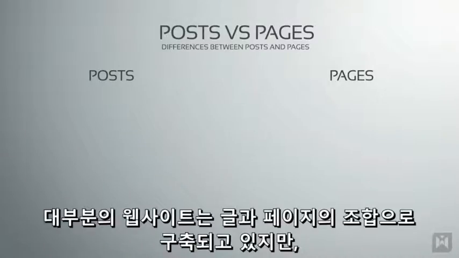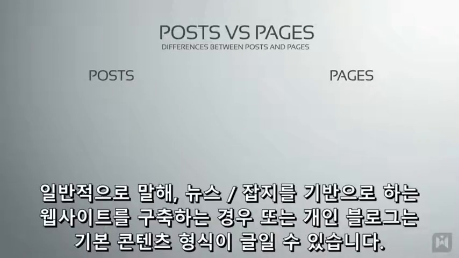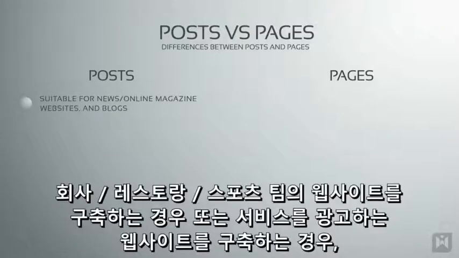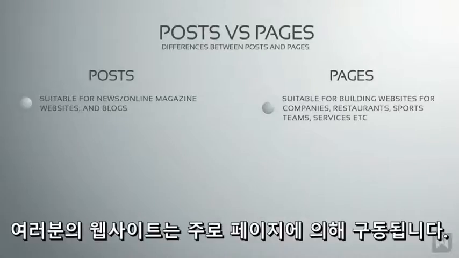Most websites are built with a combination of both posts and pages, but if you really wanted, you can build websites driven with just posts or just pages. Generally speaking, if you are building a news/magazine based website or a personal blog, your main content type will be posts. If you are building a website for a company/restaurant, sports team, or if you're building a website to advertise a service, your website will mainly be driven by pages.